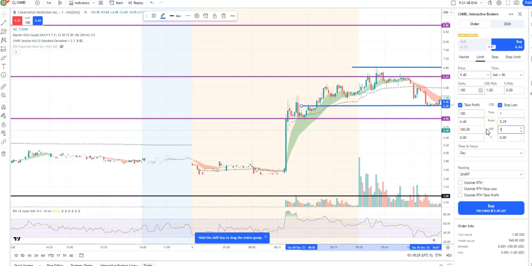So this is TradingView. I can connect with the IBKR platform, but each broker has this kind of setup where you can have your stop loss set up.